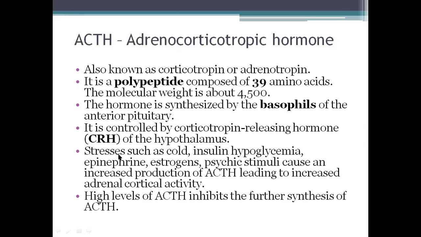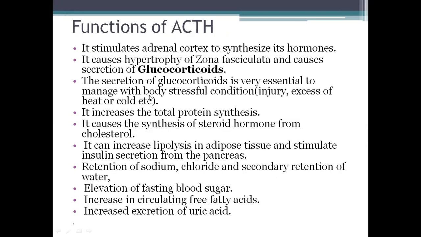Now, under what condition is ACTH secreted? It is mainly secreted under stressful conditions, like very cold conditions, hypoglycemic conditions, the presence of epinephrine, when estrogens are secreted, or sometimes different kinds of psychological stimuli can also stimulate the anterior pituitary to release the ACTH. ACTH secretion is also controlled by negative feedback. As I have explained, increased levels of ACTH in the blood inhibit the production of ACTH.